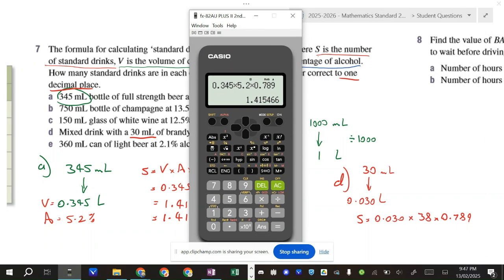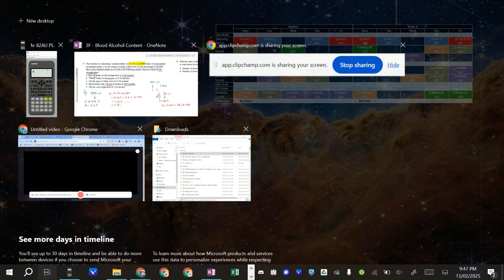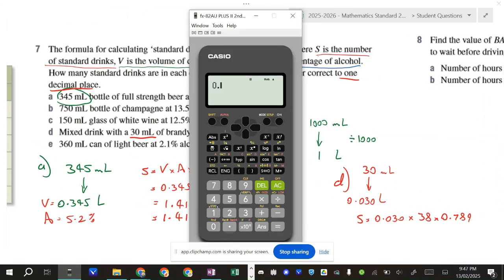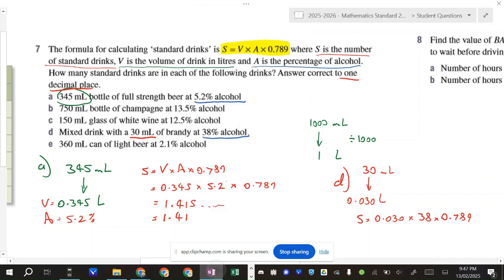Okay, 0.030 times 38 times 0.789 equals 0.89946, which if we're going to one decimal place will be 0.9. And that's all there is on that one.